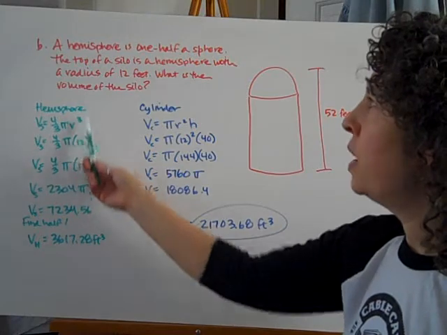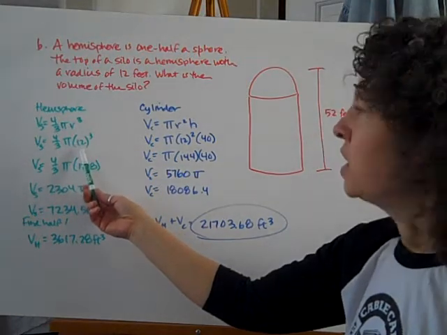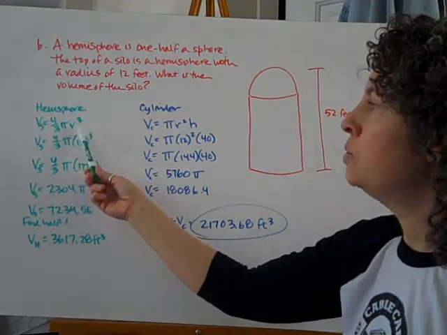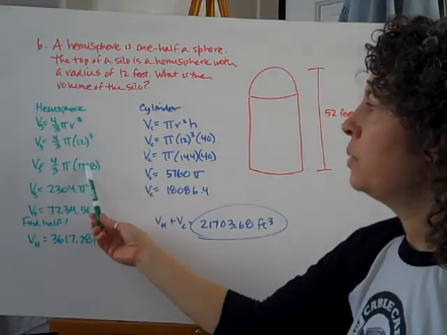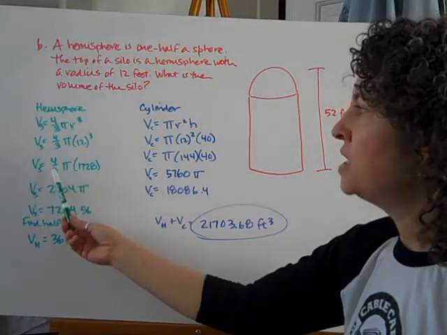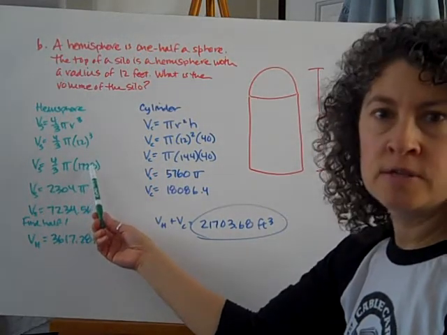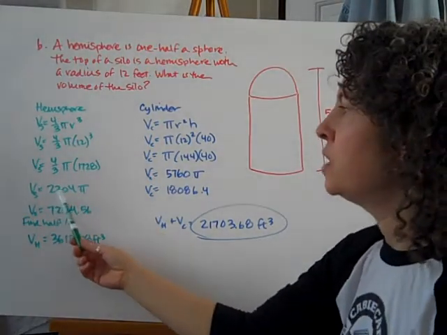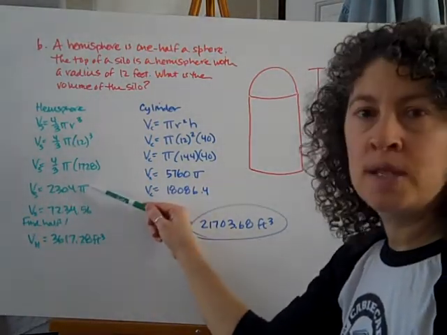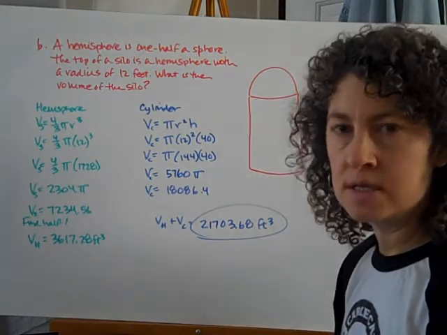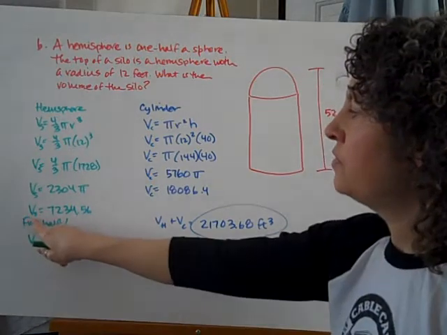I'm going to plug my 12-foot radius into my formula. V equals 4/3 pi r cubed. I'm going to put the 12 in there. I'm going to cube that. So I got 1,728. Then I did 4/3 times 1,728. I'm kind of avoiding the pi until the last minute. I got 2,304. Then when I multiply that by pi, I got 7,234.6. So that is the volume of the whole sphere.